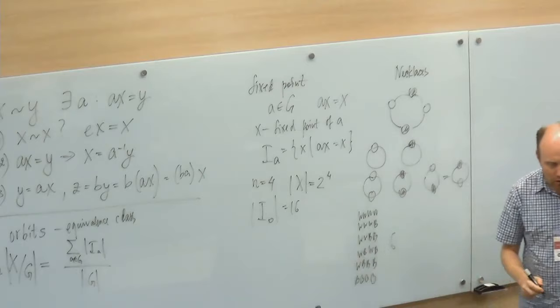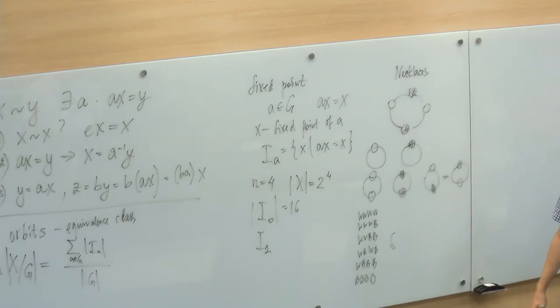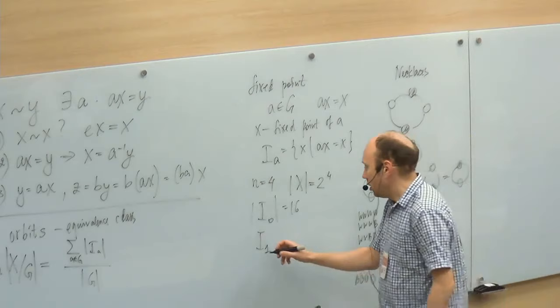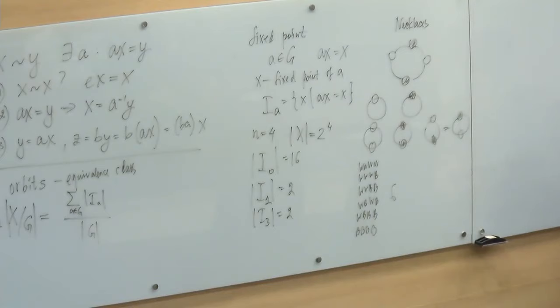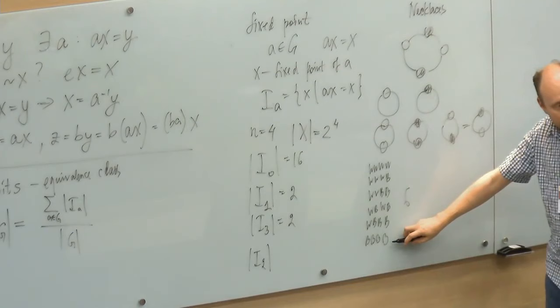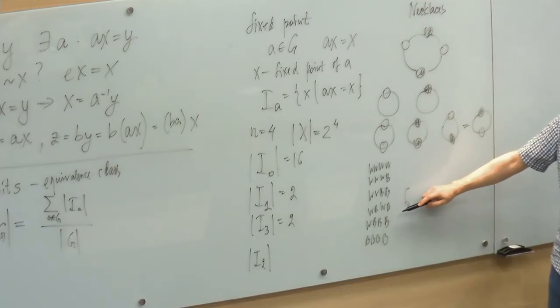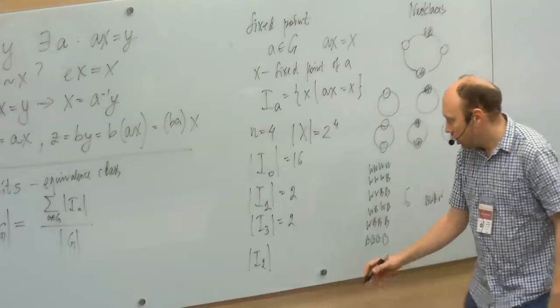Okay, now rotate by 1. What vectors stay the same if we rotate them by 1? Only the ones that have all the same colors, yeah. So its size is 2. And similarly, if we rotate by 3, that's the same as rotating by 1 in the other direction. So that's also size 2. And finally, if we rotate by 2, then all the same colors stay the same. And also this one stays the same. And there are actually 2 of these, this one and black-white. We are still not up to rotation, but on our initial set we have 2 of these. So its size is 4.